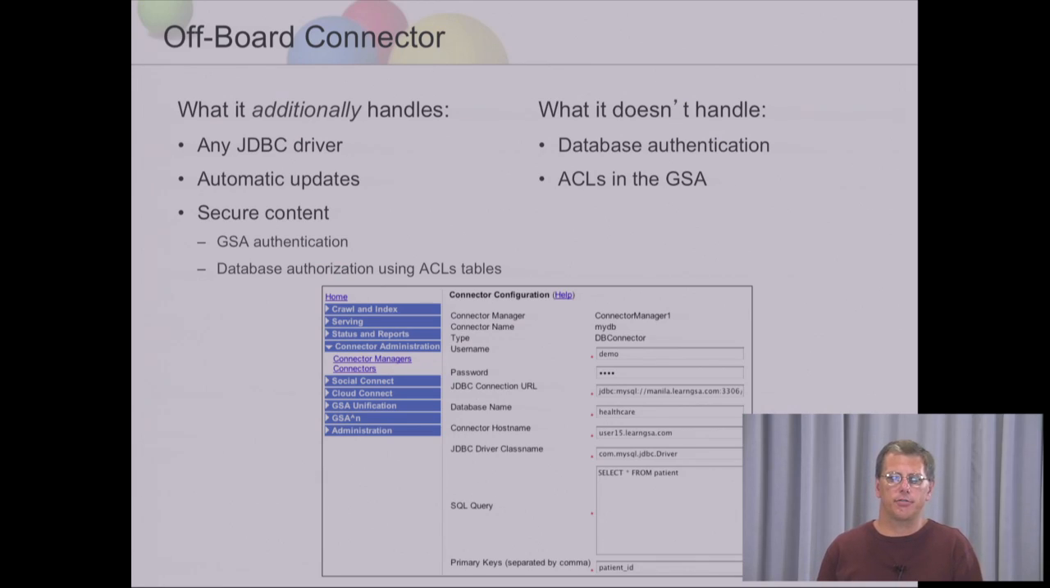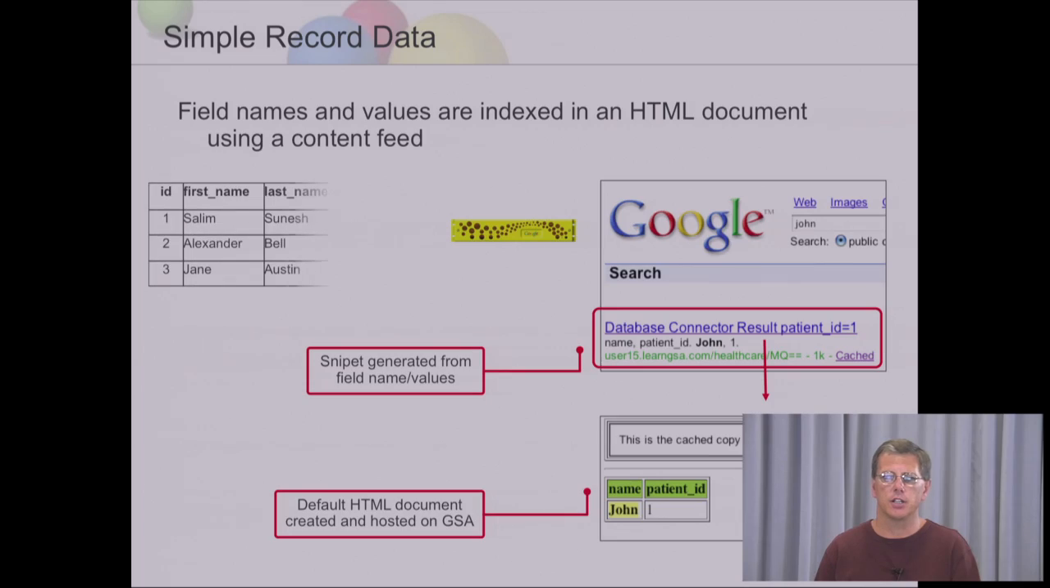Let's focus in on the off-board connector. This is where we're going to spend our energy in this session. It additionally handles the JDBC drivers, automated updates, security. The GSA will perform the authentication, and the authorization can get done inside of the database, but we just don't support database authentication just yet. And we don't support ACLs and e-index, so the access control lists that will determine which users have access to which records will be maintained inside of the database. It won't be maintained inside of the GSA, so you may notice a performance degradation at serve time.